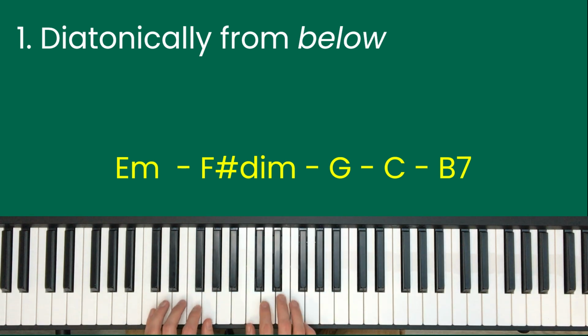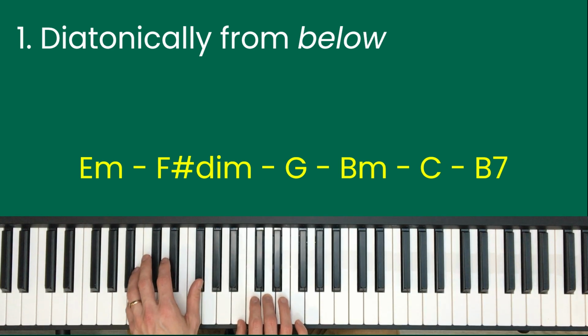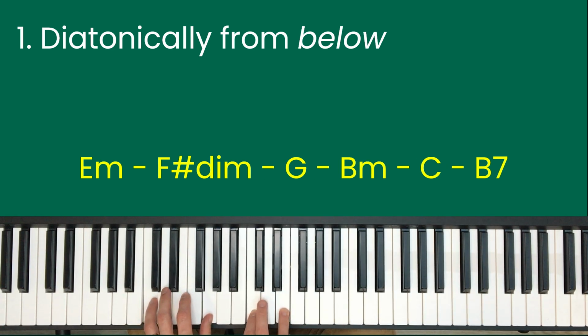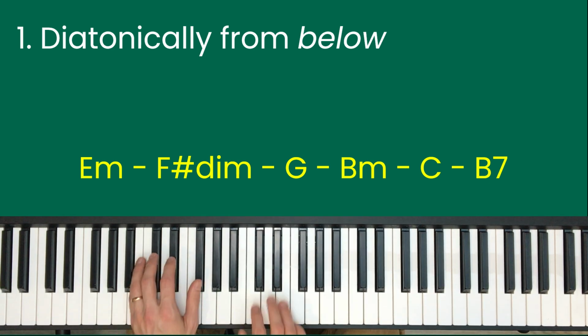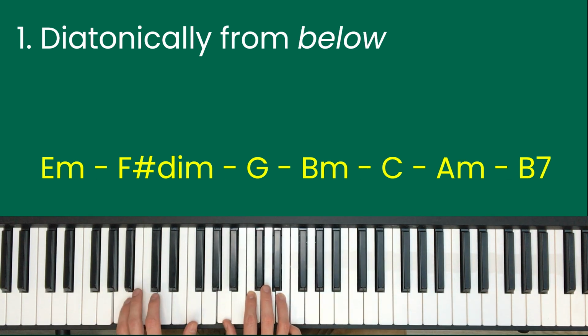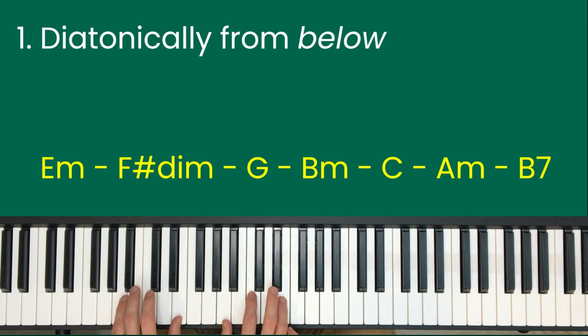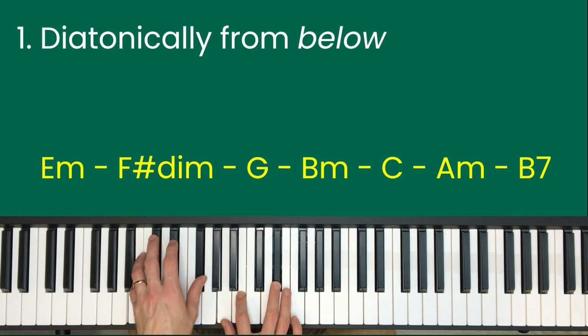Good. We'll do the same for C. We're approaching C diatonically from below, so we're going to be approaching it from the B. Harmonise that within the scale and we get B minor. Do the same for B7, diatonically from this direction. It's A. Within the context of our key, it's A minor. So approaching B7 via the A minor below it.